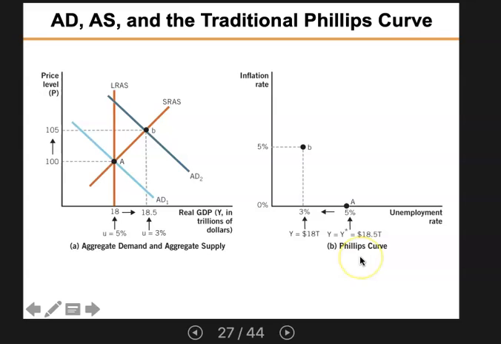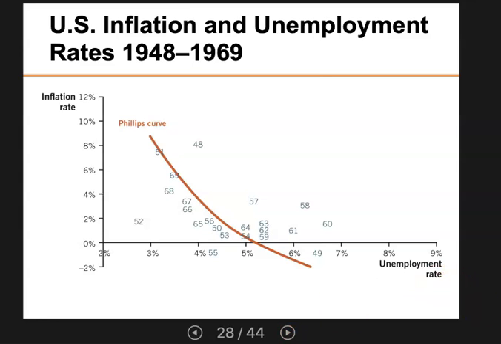So this graph is known as a Phillips curve. When you connect those two dots, it clarifies that higher inflation can lead to a lower unemployment rate in the short run. This traditional or basic Phillips curve embodies the idea that higher inflation leads to lower unemployment and lower inflation leads to higher unemployment. So when we look at the real data, from 1948 to 1969, right?